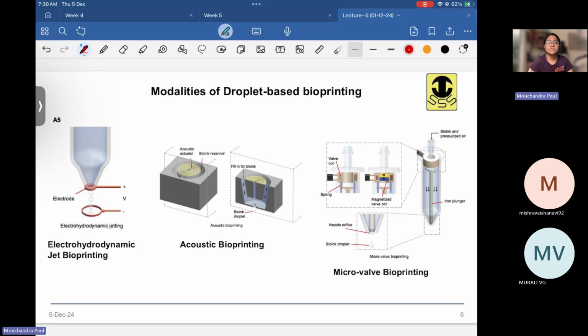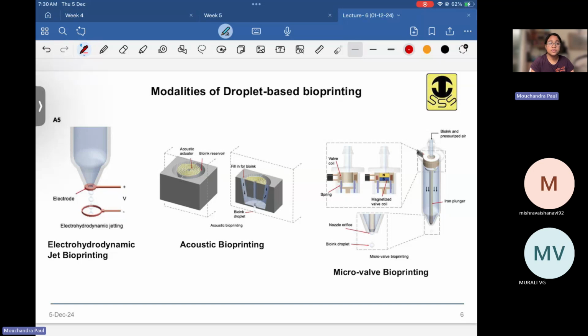And as the sound waves are formed, they are usually circular in structure. The center of the circular sound wave is where the pressure is highest, and that is also where the outlet is for the bioink to come out. So this sound wave creates a pressure pulse at its center, and a droplet is ejected from the tip, from the end of the reservoir.